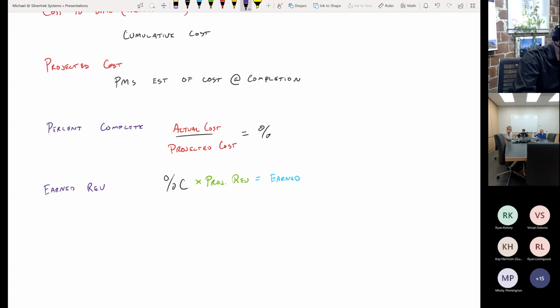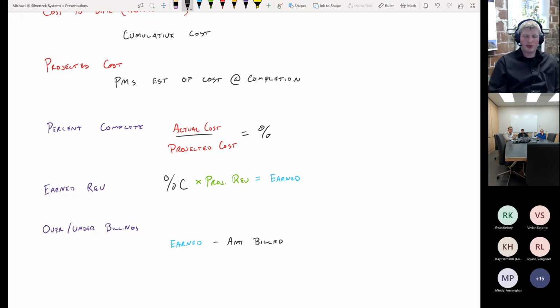Finally, we have our over/under billings number. Over or under billings. This takes our earned revenue from the previous calculation and subtracts out our amount billed. It's the difference between our earned revenue and our amount billed. Over or under billings.